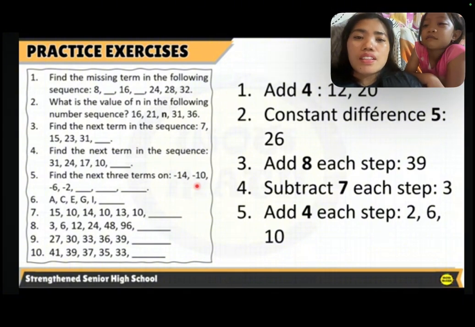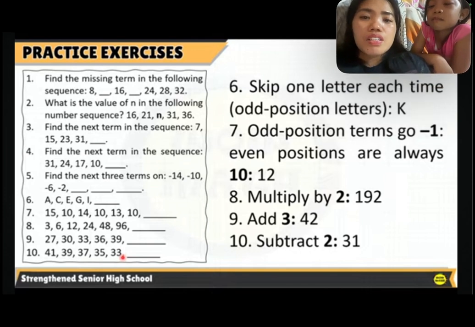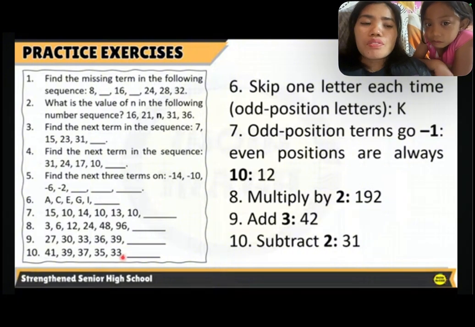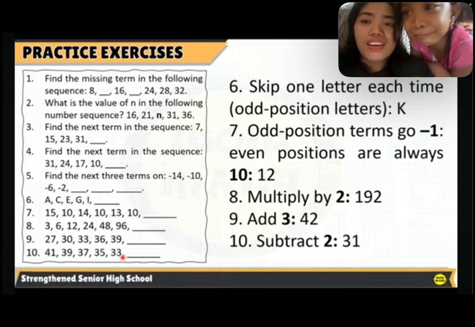Then number 6, skip one letter each time, add the position of the letters. Okay, so we have A, we skip B, so C. Skip D, you have E. You skip F, then you have G. You skip H, then you have I. Then you skip J, then you have K. Simple as that.